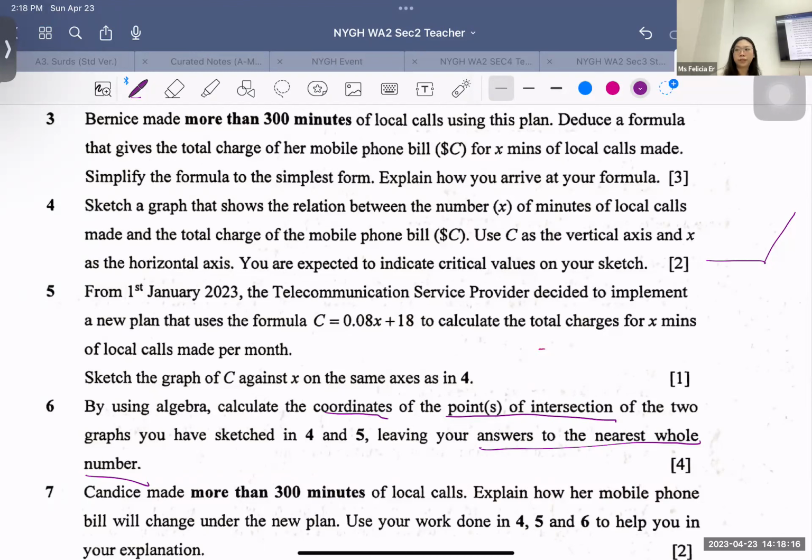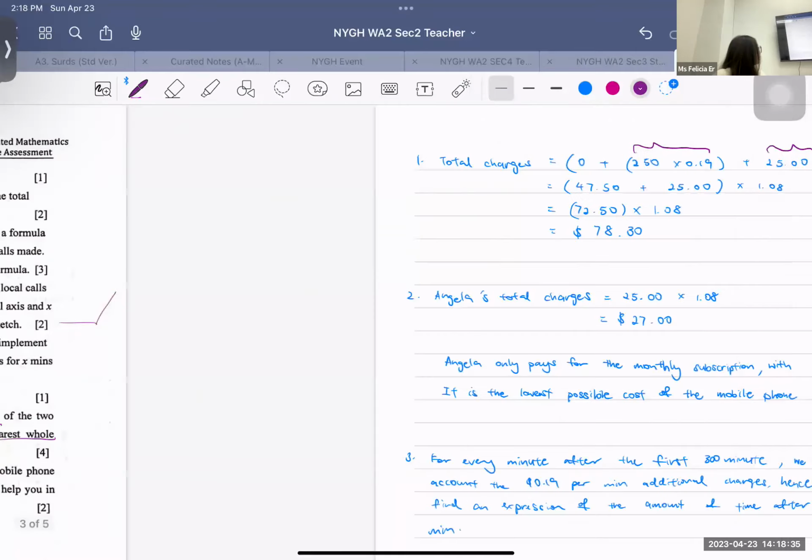They also ask you to leave your answer to nearest whole number. So that means in your final answer, I shouldn't be seeing any decimals. If I see any decimals, same thing, minus half mark. Even if the answer is accurate, but you're not answering what the question is asking for, you will be penalized. Okay? So far, can?